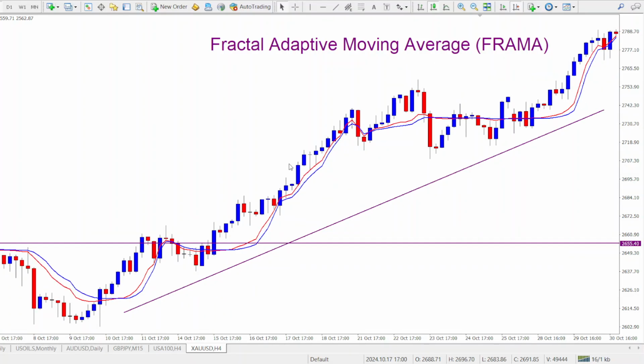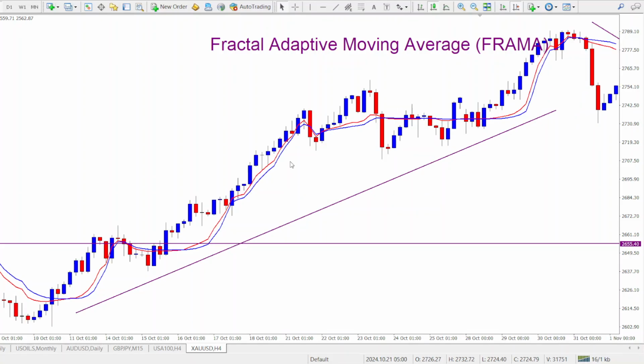Now, it is also important that you combine other indicators for additional confirmation. Inasmuch as the Fractal Adaptive Moving Average is effective, it does not guarantee profit. It is not foolproof. So when you use other indicators to confirm signals, it adds a layer of confidence in your trades.